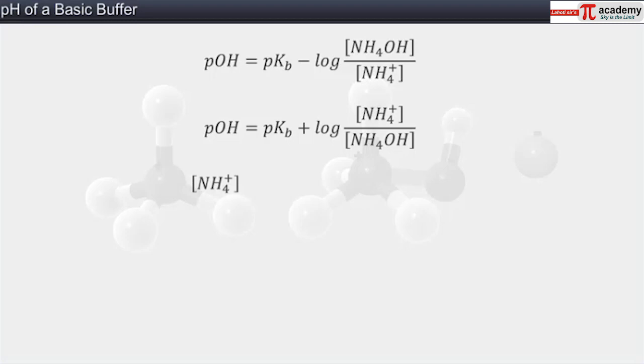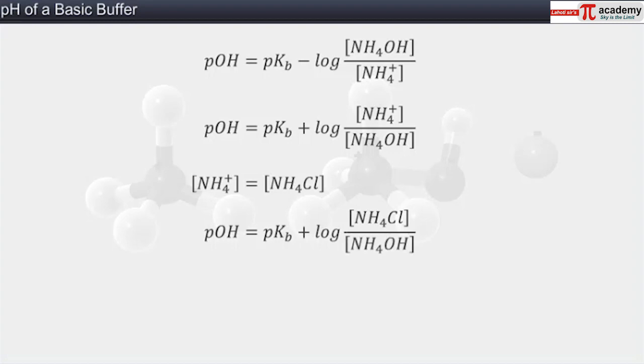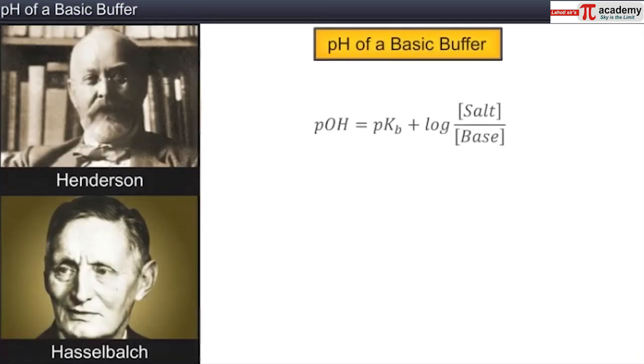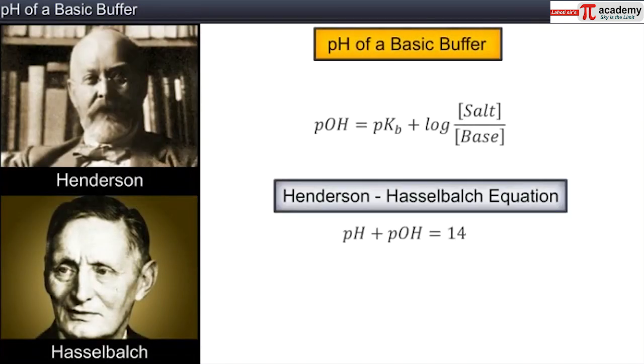Here, the concentration of ammonium ions is almost equal to the concentration of ammonium chloride. As ammonium chloride is a strong electrolyte, it completely dissociates to give ammonium ions. So, the equation can be written as pOH is equal to pKb plus log of concentration of ammonium chloride divided by concentration of ammonium hydroxide. Thus, we can generalize the equation as pOH is equal to pKb plus log of concentration of salt divided by concentration of base. This equation is called the Henderson-Hasselbalch equation.